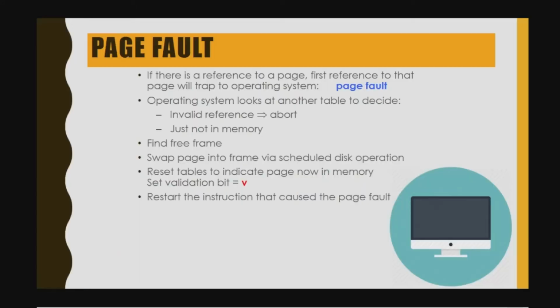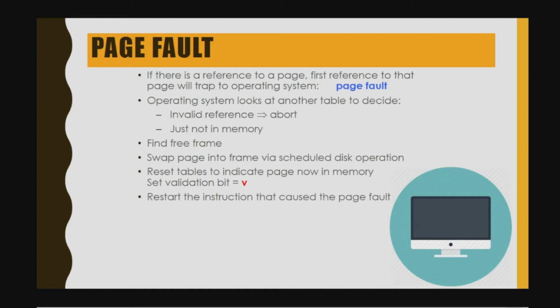Okay, next is about the page fault. If there is a reference to a page, the first reference to that page will trap to the operating system, which we call a page fault. The operating system looks at another table to decide: an invalid reference will abort, or the page is just not in memory. Then find a free frame, swap the page into the frame, schedule this operation, and then reset the table to indicate the page is now in memory, set validation bit equal to V, and restart the instruction that caused the page fault.